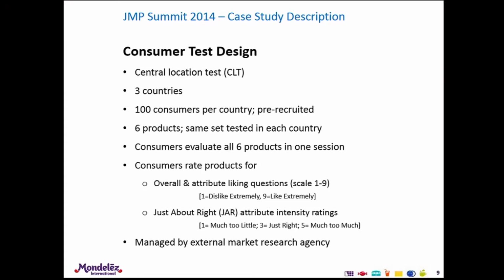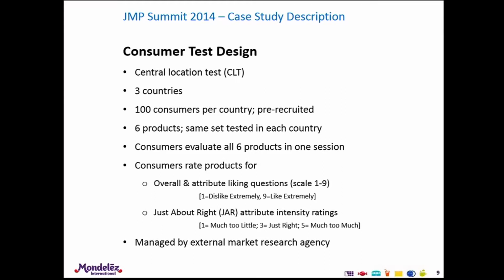So the design itself is a typical design we run. It's a hall test, we call it a central location test. We run it in 3 countries, 100 consumers per country. They evaluated the 6 products, and what we're looking for is for the consumers to rate each product on a series of liking questions, including overall, on a 1 to 9 scale, where 1 is dislike extremely and 9 is like extremely, and also rate a series of what we call JAR attribute intensity ratings.